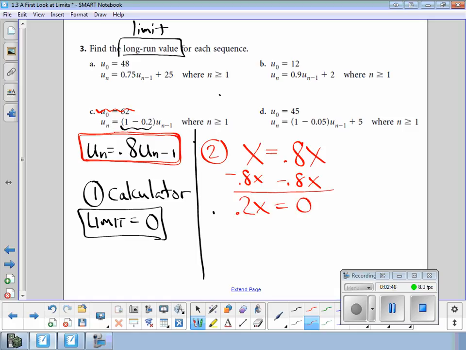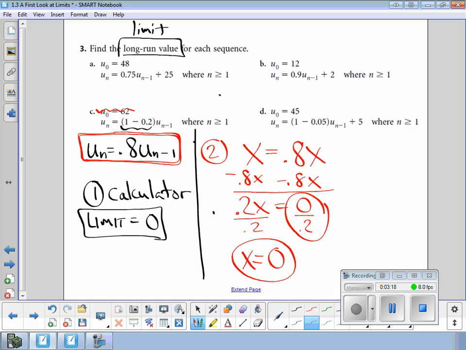And sometimes students will panic when they get 0 in a problem, like 0 is not a real number or something. It is. It's allowed to be the answer, because it is the answer. When you divide both sides by 0.2, this is legal. If that was flipped upside down, there'd be no solution, right? It would be undefined. But 0 divided by 0.2 is 0. That's the long-run value.